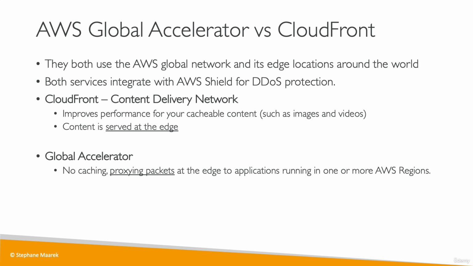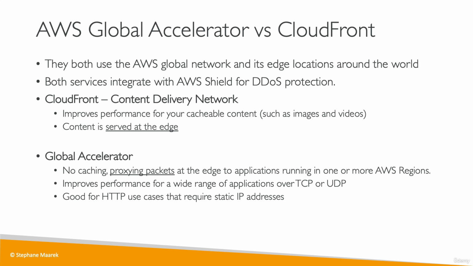And so therefore, it's going to improve the performance of these queries over a wide range of TCP or UDP, which is amazing if you have a non-HTTP use case, if you require a static IP address, or if you require fast deterministic regional failover and good performance. So remember, they're very different. CloudFront is a content delivery network to cache content at the edge, and Global Accelerator is to make your request go faster and go through the internal AWS network globally.